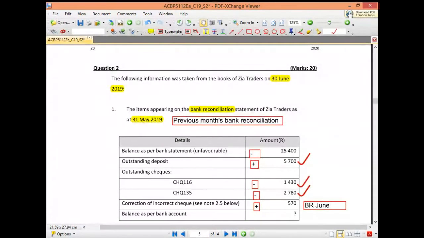Okay, in question 2 in this exam paper, it only counted 20 marks. They asked students to prepare your correct bank balance. So let's just scroll down to the bottom.